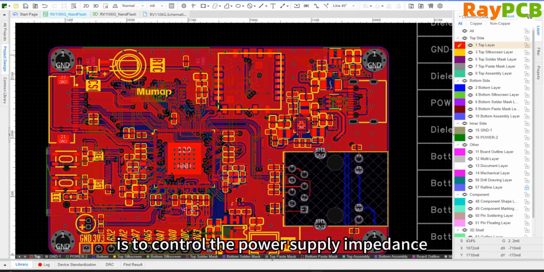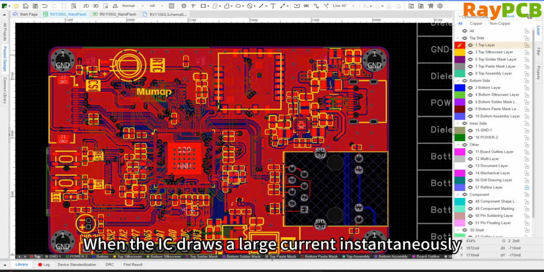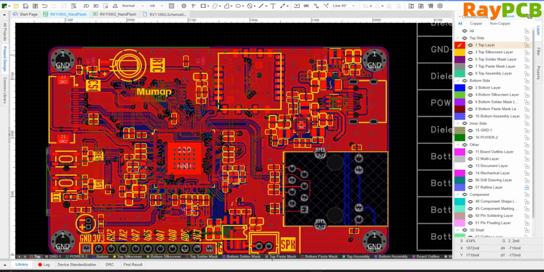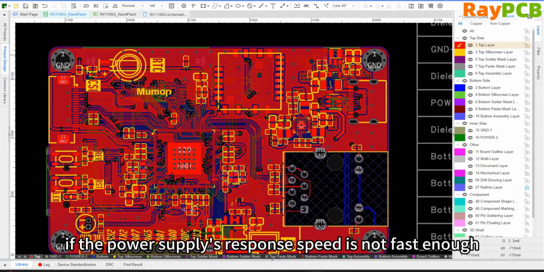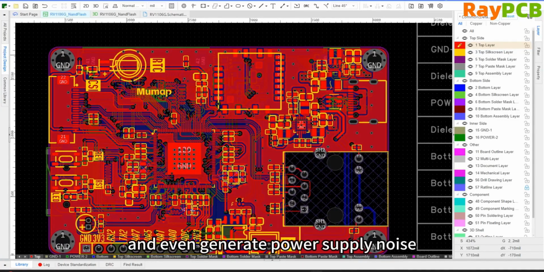The second function is to control power supply impedance. Even if a 4-layer board has a power plane, the power network still has a certain amount of impedance. When the IC draws a large current instantaneously, if the power supply's response speed is not fast enough, it can cause a sudden voltage drop at the IC's power pins, or even generate power supply noise, which can affect the normal operation of the IC.